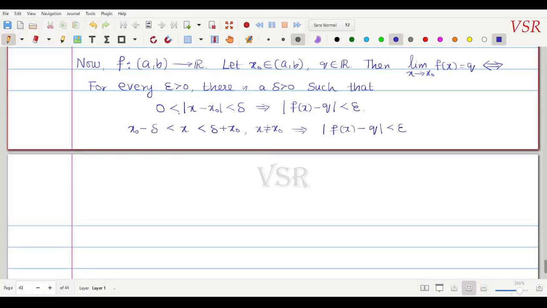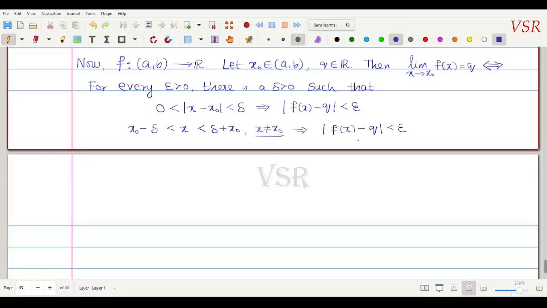I have just expanded this modulus and written it like this, nothing else. Since this is greater than 0, I have this x not equal to x naught. Otherwise it will be like this: x naught minus delta is less than x, which is strictly less than x naught plus delta. Okay, so this is the definition of a limit of a function.